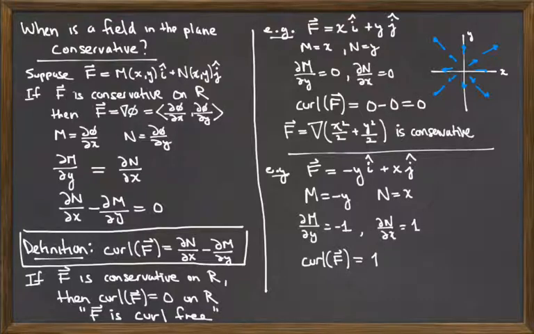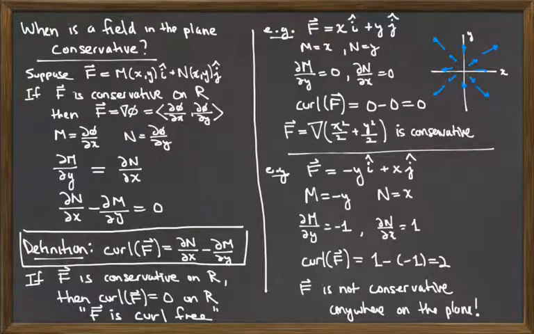And I look at this thing called curl, and I take the derivative with respect to x of N, and then this partial derivative here, I have 1 minus negative 1, which gives me 2. All right, well, this is non-zero anywhere. This function is not conservative as a result. Anywhere in the plane, there is no potential function whose gradient is equal to this field. If there was, I should have gotten 0 for the curl, but I got non-zero for the curl, and therefore it just cannot be conservative.